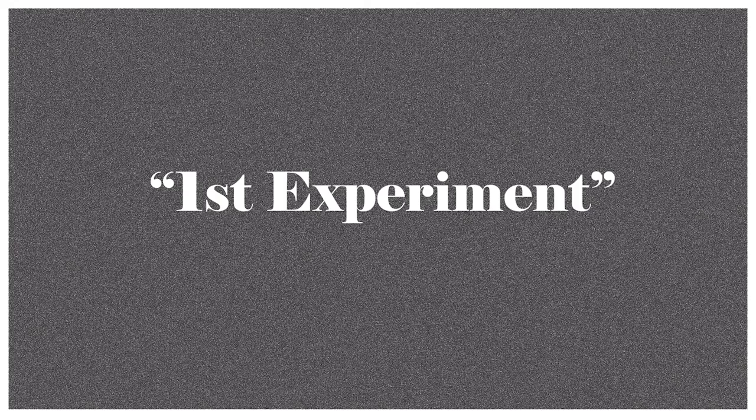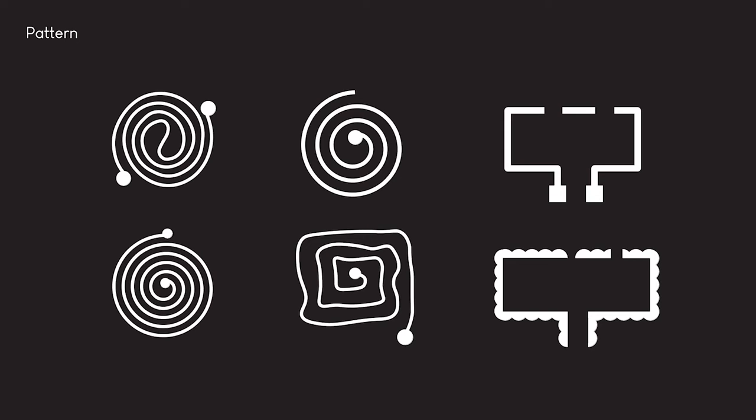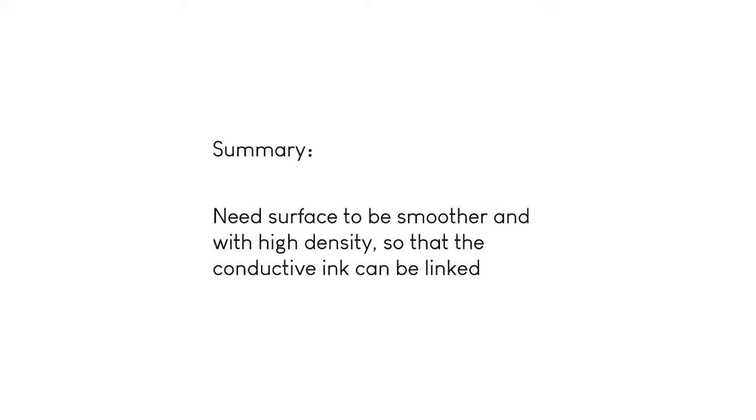For the first experiment, I tested 3 fabrics: Xinjiang cotton, gauze, and the net woven cotton fabric for bento box. I printed this pattern, the spiral one for simulating the speaker, and the other one for testing the circuit. Sadly, they were all not conductive, and as you can see from the microscope image, the conductive ink is not continuous, and the structure is rough, so the interaction between the particles was not good. So in summary, we need the surface to be smoother and with higher density, so that the conductive ink can be linked.